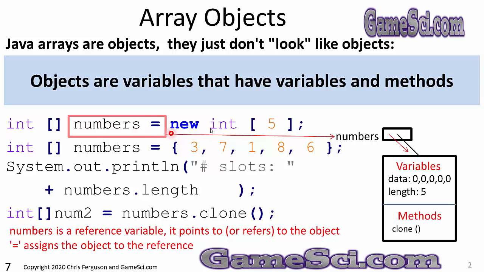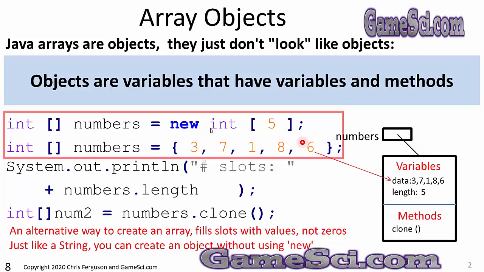Numbers equals. What does that mean? Remember, numbers is what we call a reference variable. It points to or refers to the object, and the equal sign assigns the object to the reference. So the new int 5 created this object in computer memory, and then when we said assign it to numbers, it attached this line right here. Numbers is a reference variable. It points to an object, and the reason it points to it is because of that equal sign.